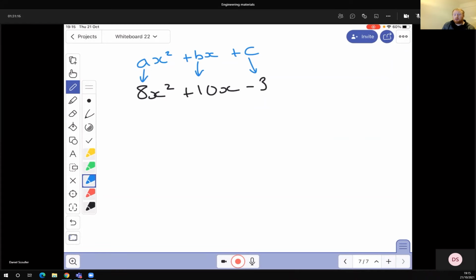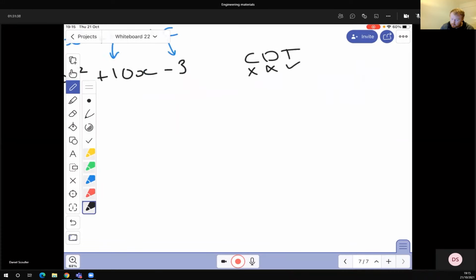What topic are these classed under? Factorising. I'm just answering Faye's question there. So they're under factorisation, as hard as they come. So CDT: no common factor, no difference of two squares.